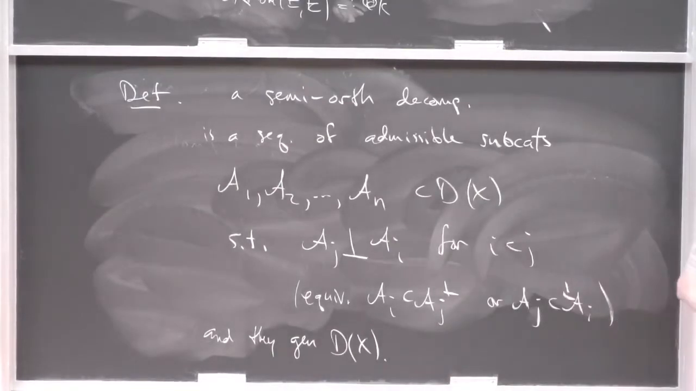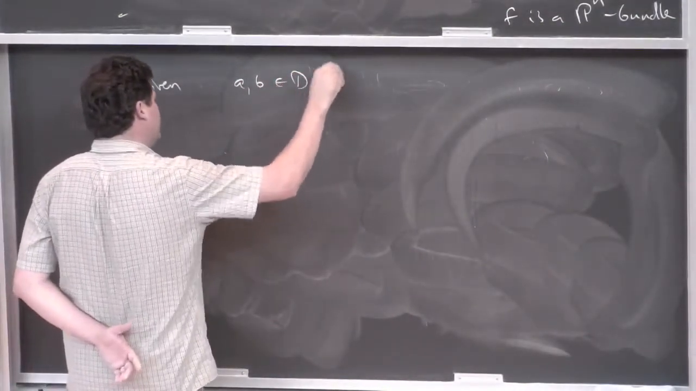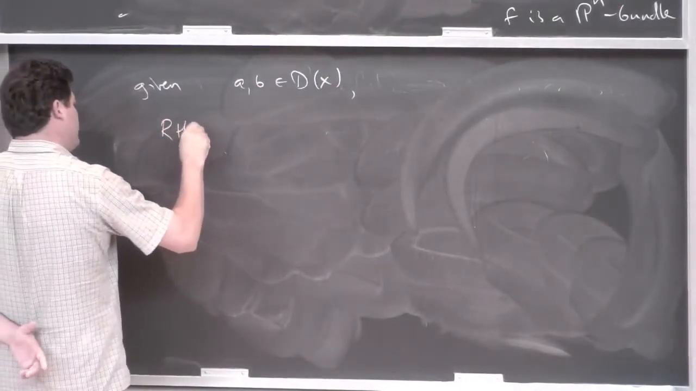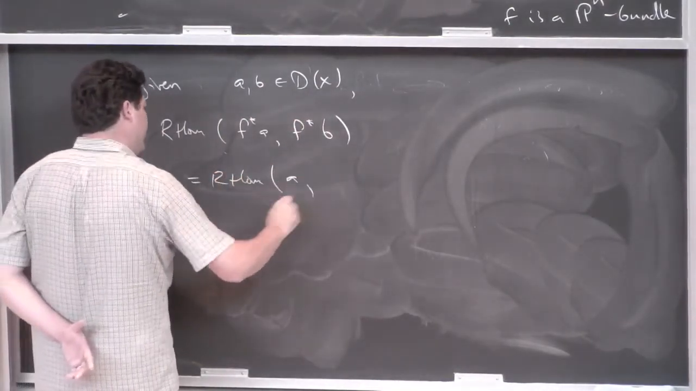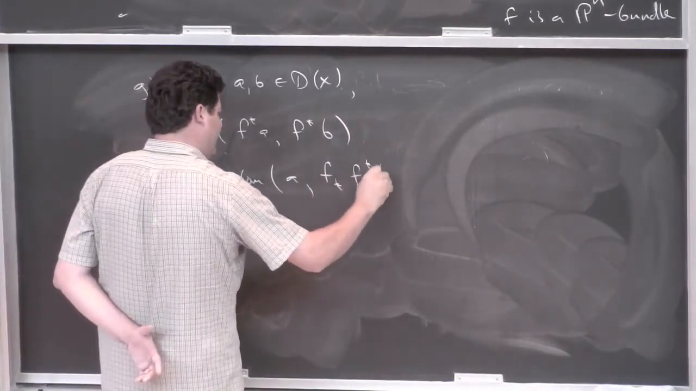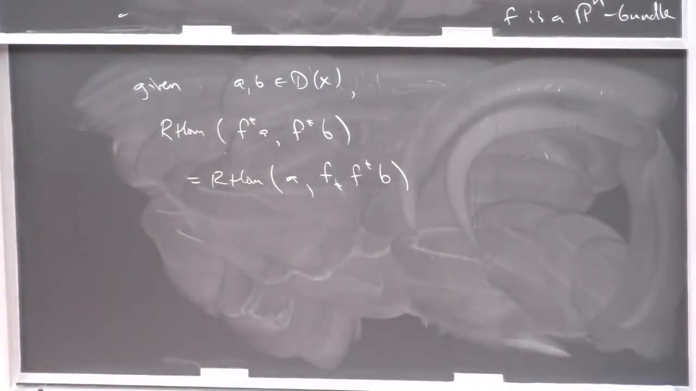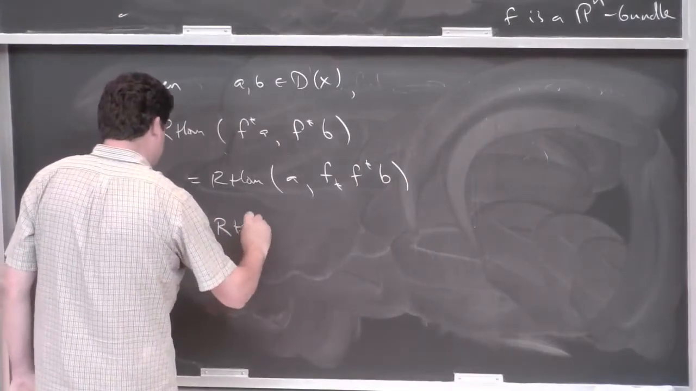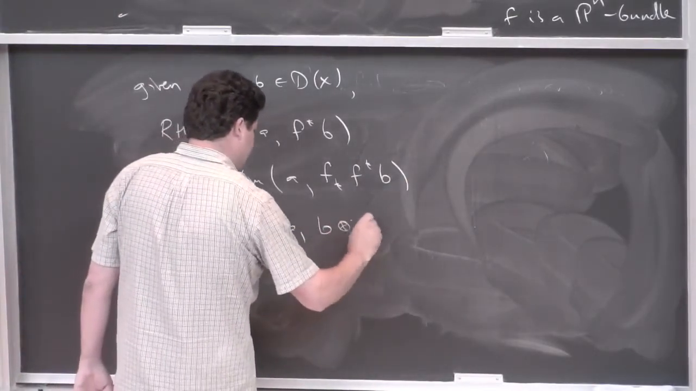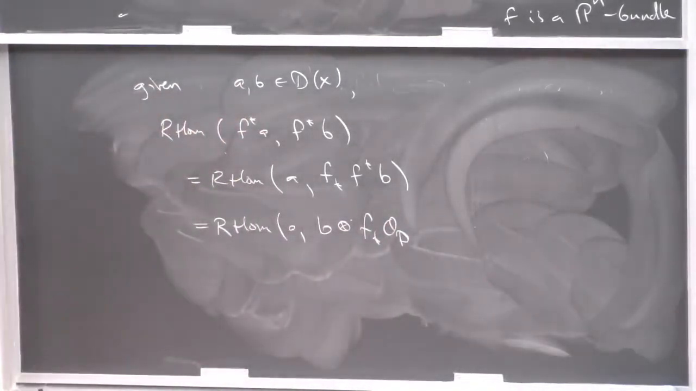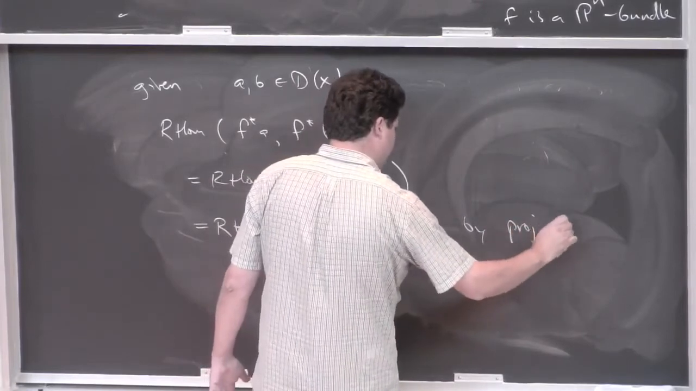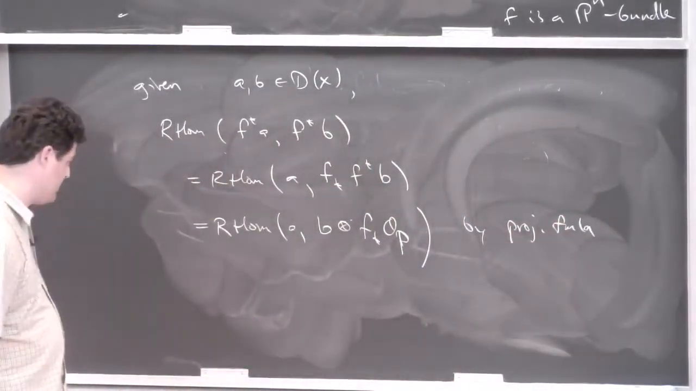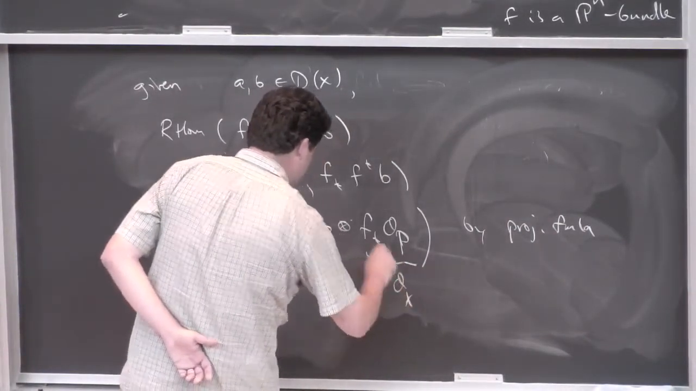Okay, so why is F upper star fully faithful? Given some A and B in the derived category of X, R-Hom from F upper star A to F upper star B is, by adjunction, R-Hom from A to F lower star F upper star B. Which is R-Hom from A to B tensor F lower star OP by the projection formula. And F lower star OP is just OX.